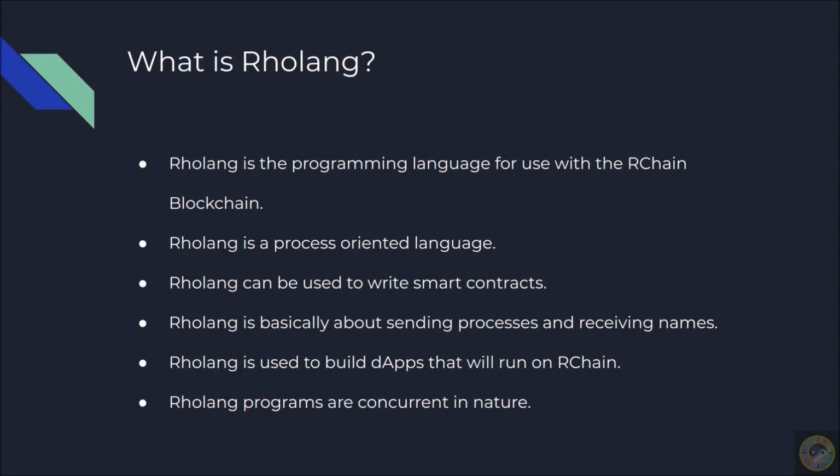Okay, so now on to what we have today. So what is Rholang? Rholang is the programming language for use with the RChain blockchain. It is a process-oriented language. It can be used to write smart contracts. It is basically about sending processes and receiving names. And Rholang is also used to build dApps that will run on our chain. And Rholang programs are concurrent in nature, which means that all the programs in the Rholang codes occur at the same time, as against other programming languages that are sequential or have an order or occur one after the other.